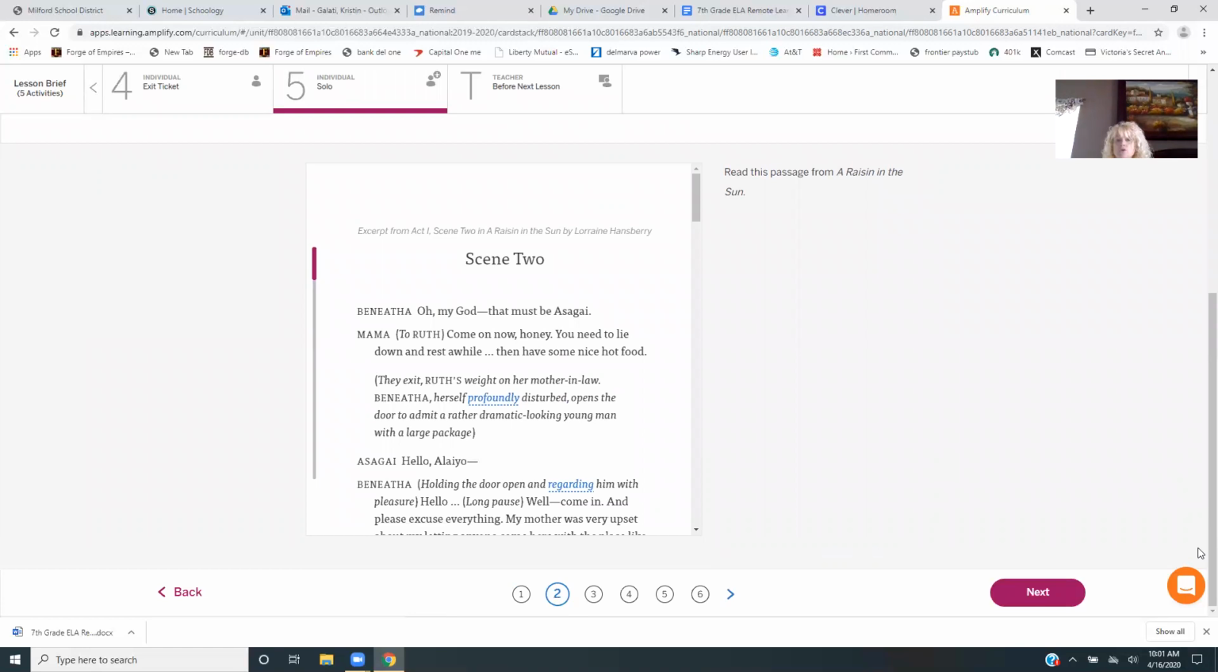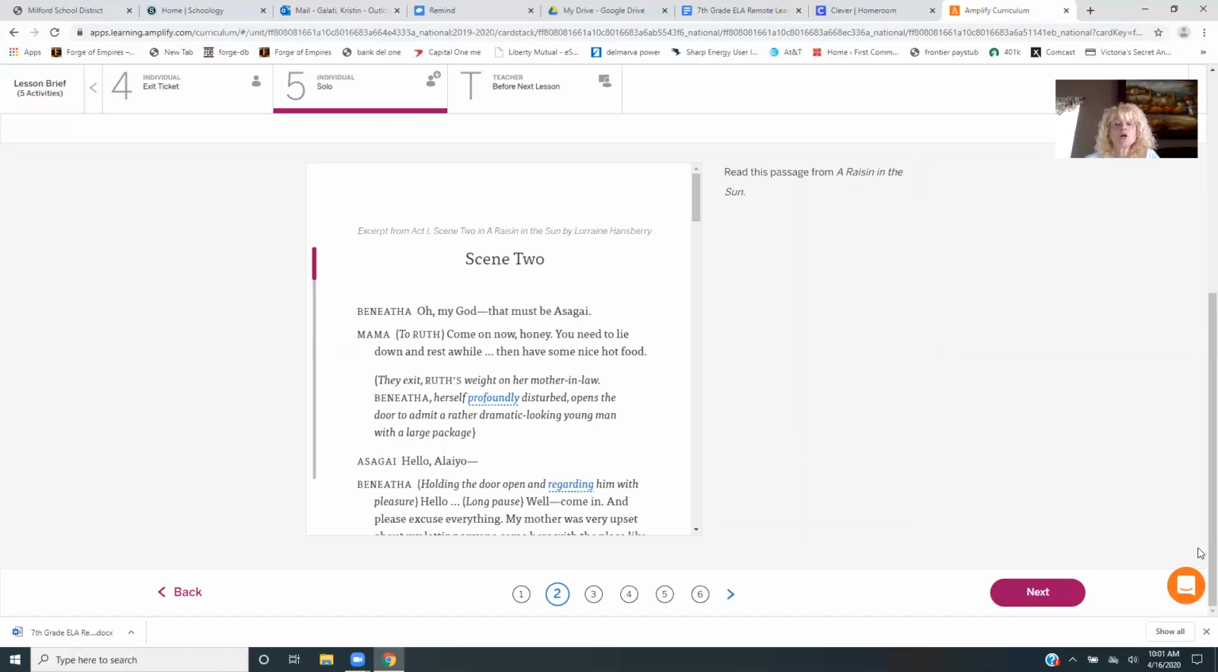This is scene 2. And the reason that we wanted to make sure that you read this is because it kind of skips around in Amplify with the readings, and we want you to understand what is happening in the plot. So in scene 2, we start with Beneatha, and she says, "Oh my God, that must be Asagai."